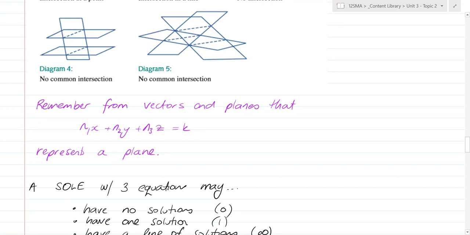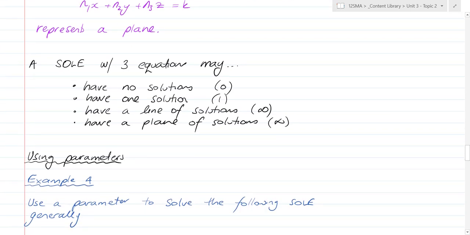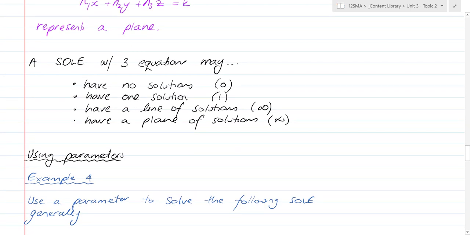And just remember this. Remember from vectors and planes that n1x plus n2y plus n3z equals k represents a plane. That's what we're dealing with. If you do a system of 3 linear equations with 3 unknowns, you're dealing with planes. Just like when you first learned simultaneous equations in year 9, you solved them using substitution or elimination, and then you would graph it on Desmos and find the point of intersection. Now we're graphing planes and finding the point of intersection. But there's a whole bunch of different variations. That's what we've got to deal with.